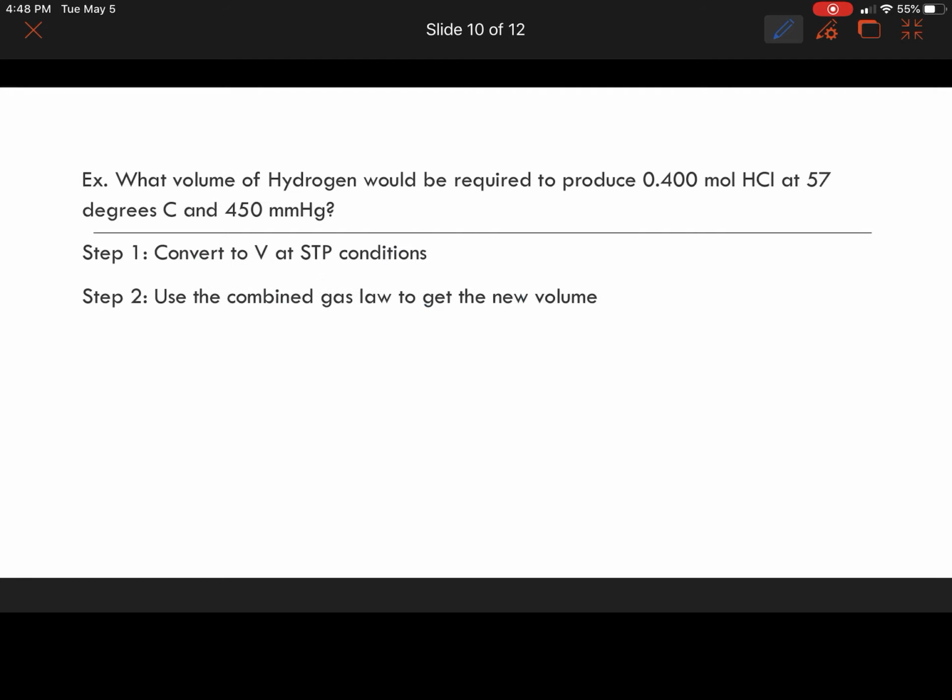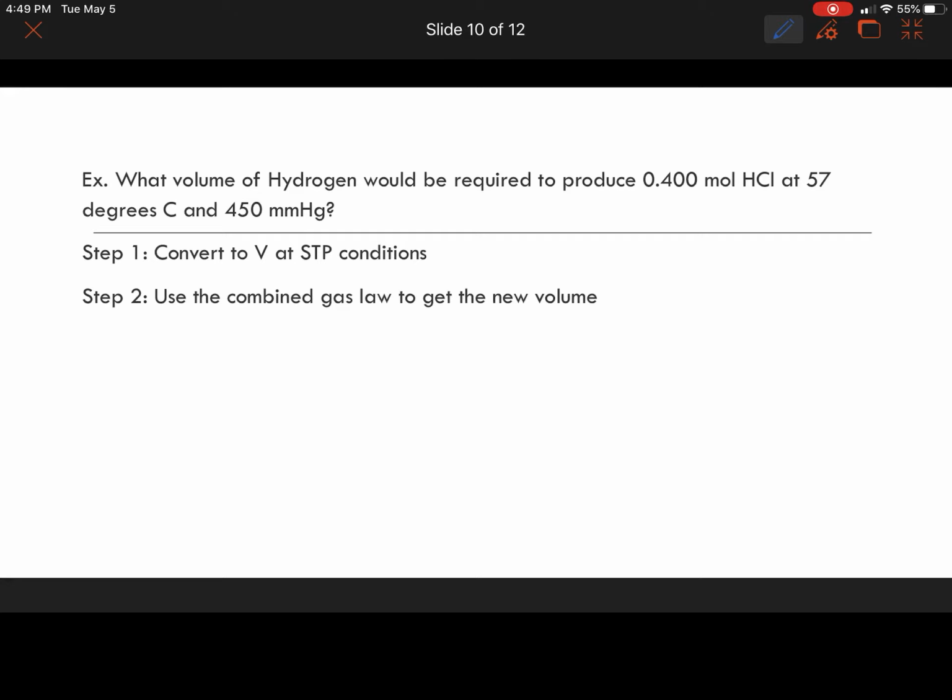Pretty good. Okay, so we're going to work through a question here. What volume of hydrogen would be required to produce 0.400 moles of HCl at 57 degrees Celsius and 450 millimeters of mercury? Now, if we go back to what we did yesterday and we pretend that that's at STP, this is a fairly simple problem. We're going to use one bracket, just our dimensional analysis, using our conversion factor of 22.4 liters for 1 mole, and convert it into volume that way.